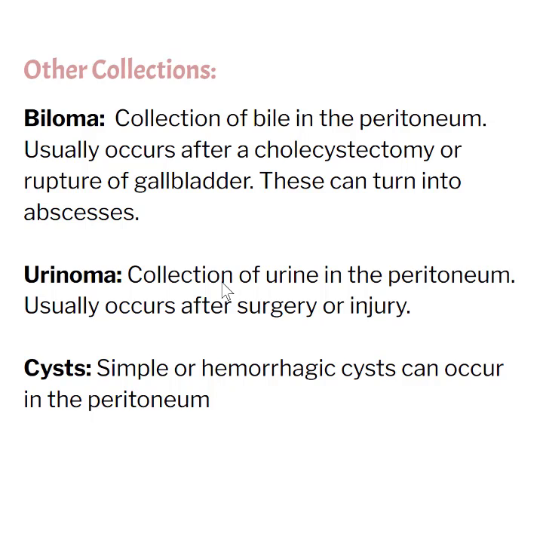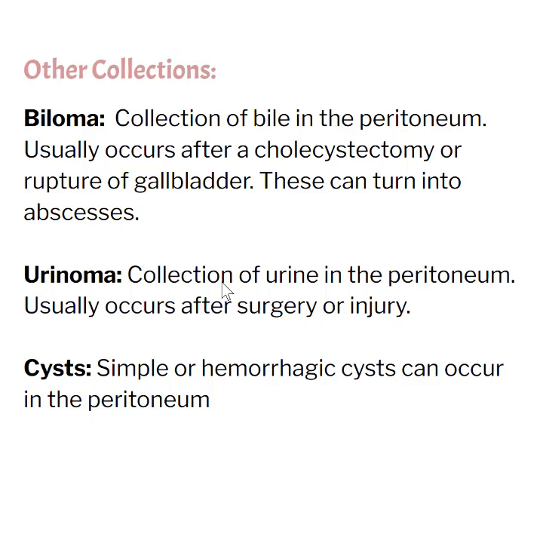Another collection that we might see in the peritoneum is something called a urinoma. Urinomas are going to typically follow some sort of surgery or injury to the kidneys. So say they had surgery to remove part of the kidney, so they had a partial nephrectomy, and the tubules of the kidney keep leaking urine out into the peritoneum versus putting it into the pelvis of the kidney. There's going to be urine within the peritoneum.